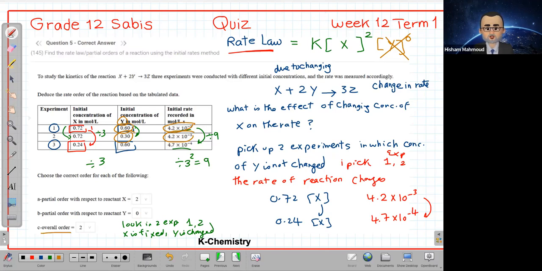What is the overall order? That's very easy. All you have to do is add these two orders together. So add all the orders together. It's 2 plus 0, so it's of the second order. Can it be more than that, like 2 plus 1 equal to 3 or 4 or 5? Whatever number you get by addition is your answer.